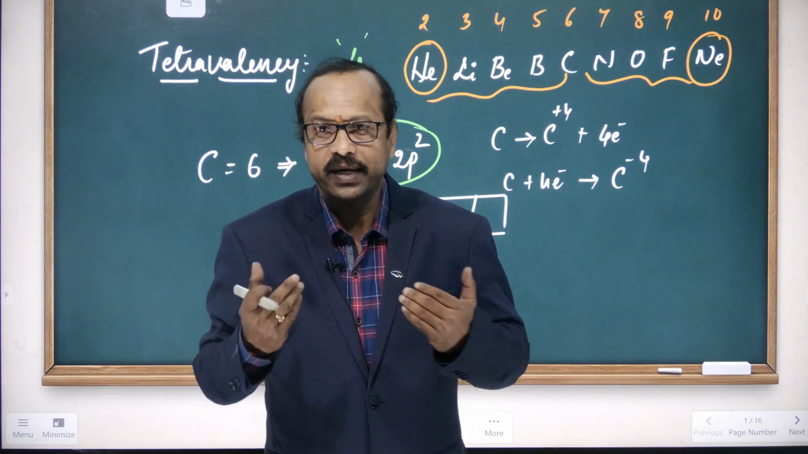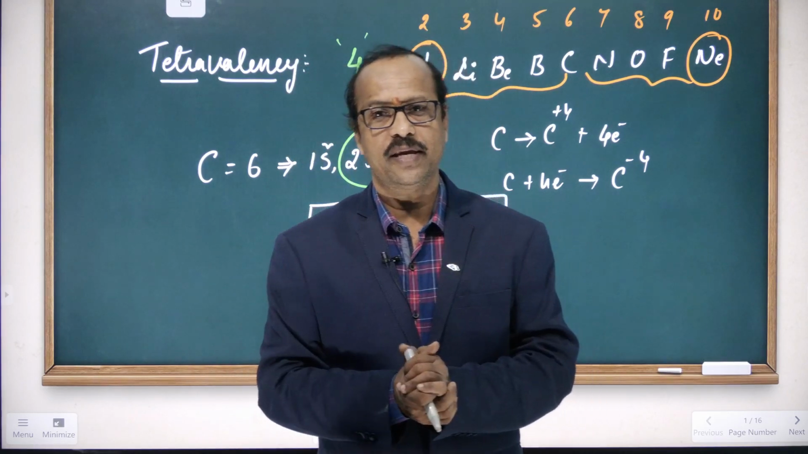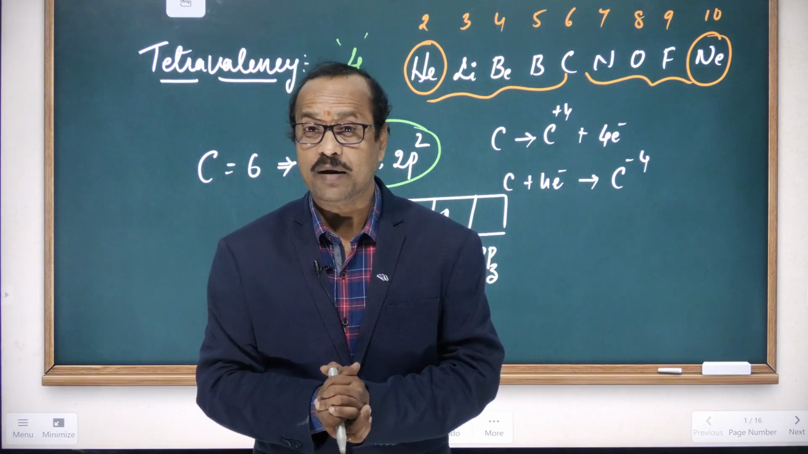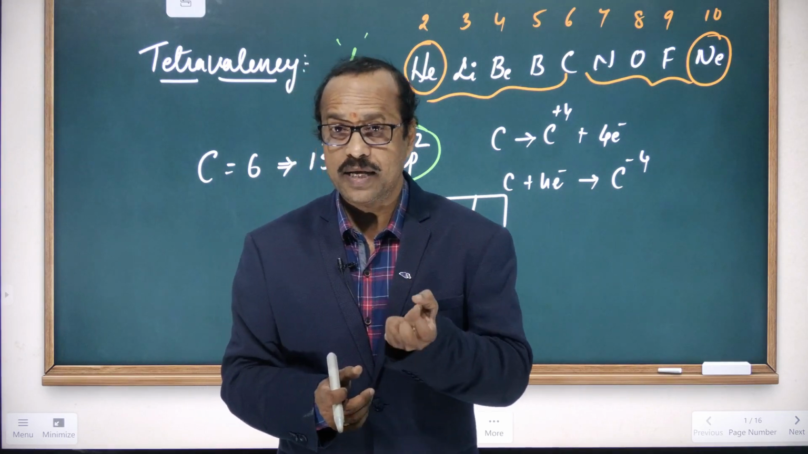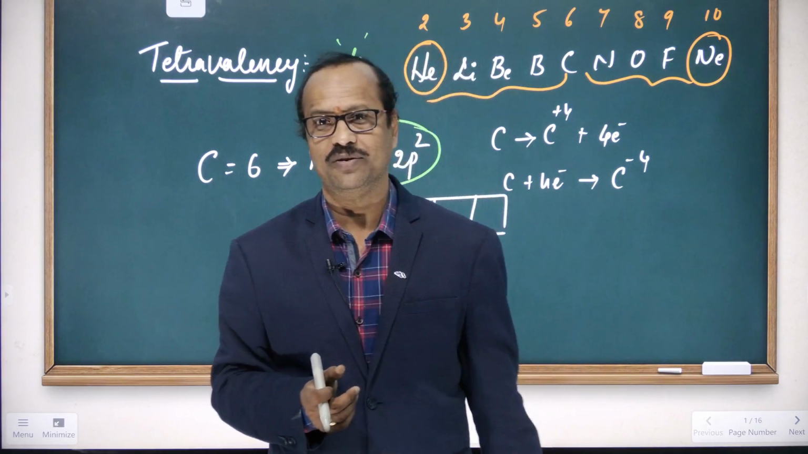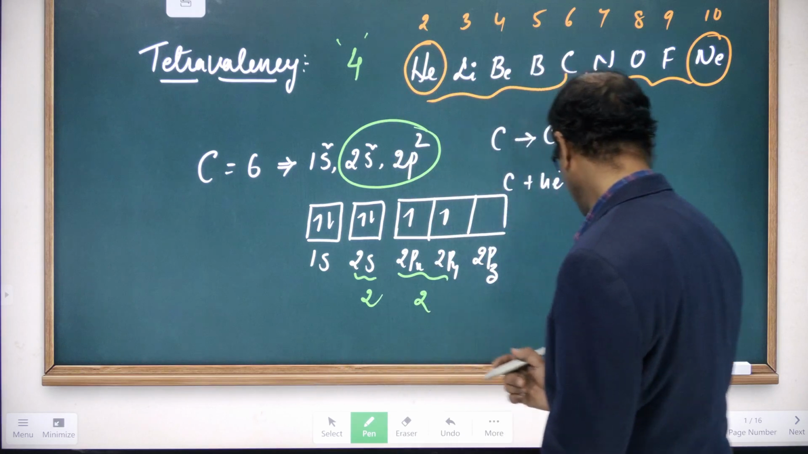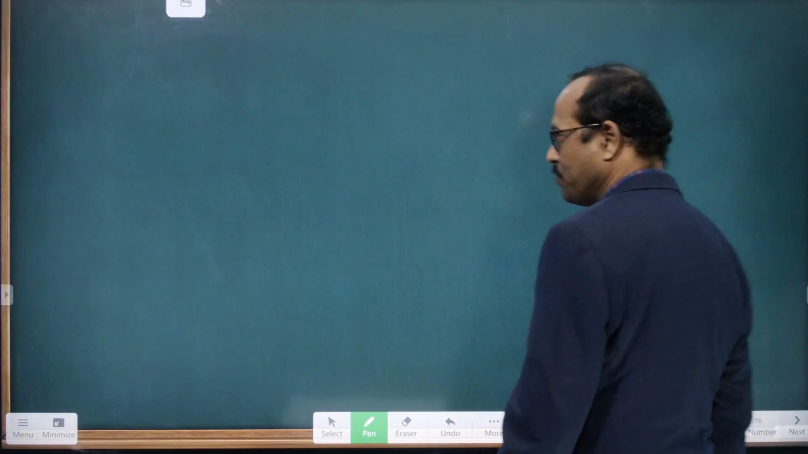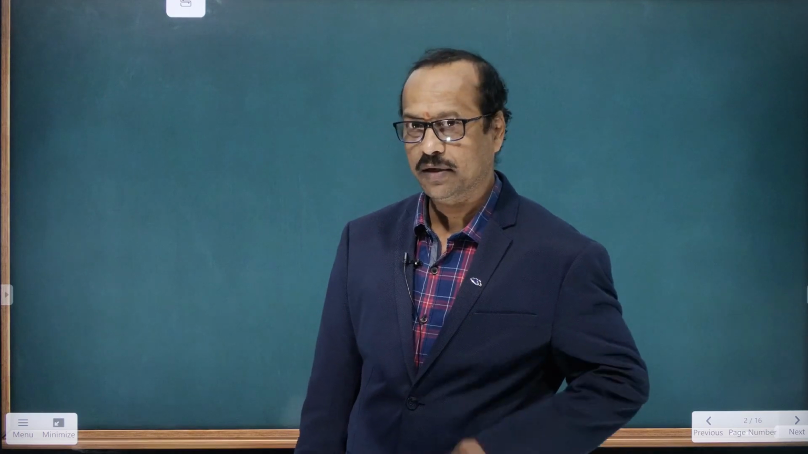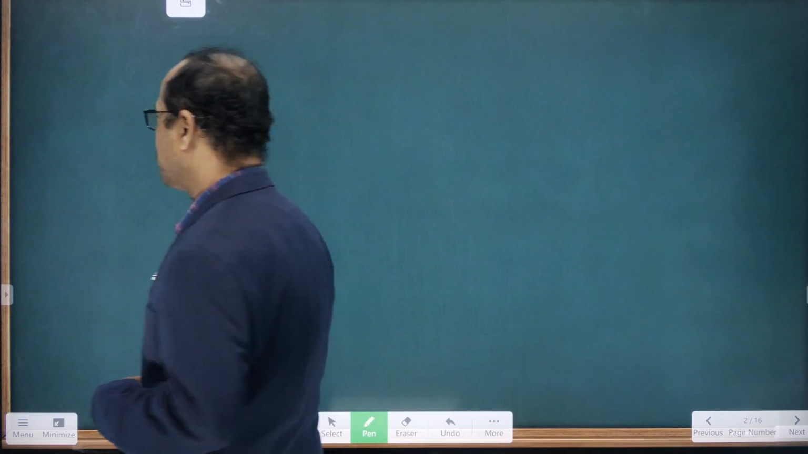Okay, then how can it attain the inert gas configuration or octet rule? Here the carbon attains the octet rule or inert gas configuration by sharing of electrons. So sharing of electrons is called a covalent bond.